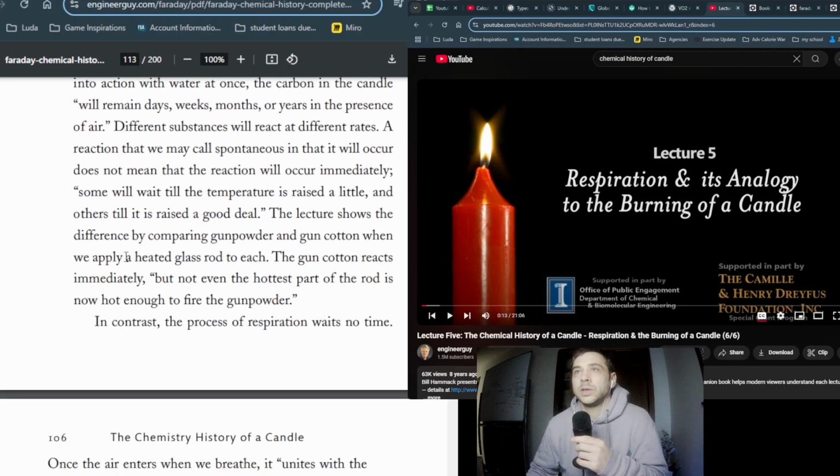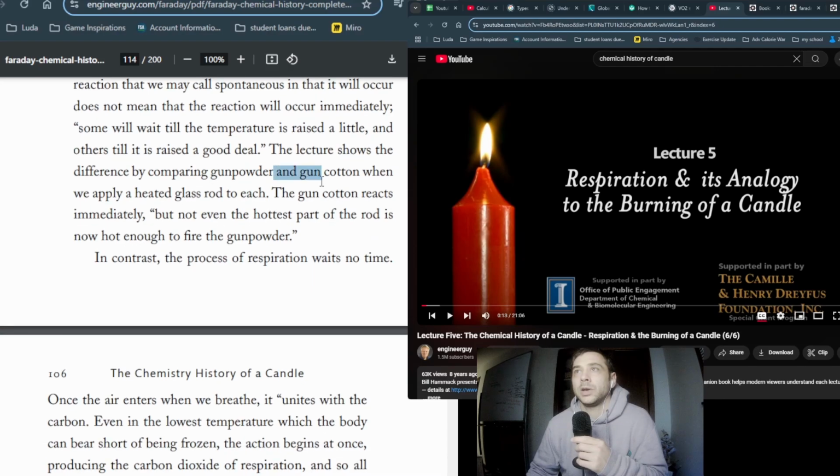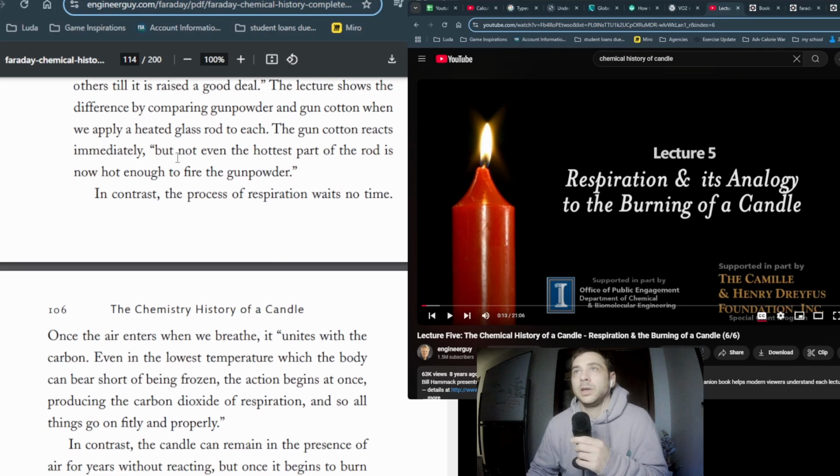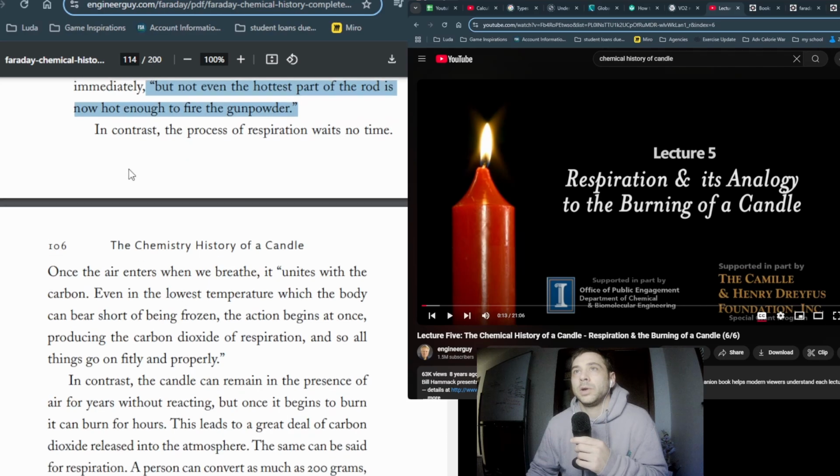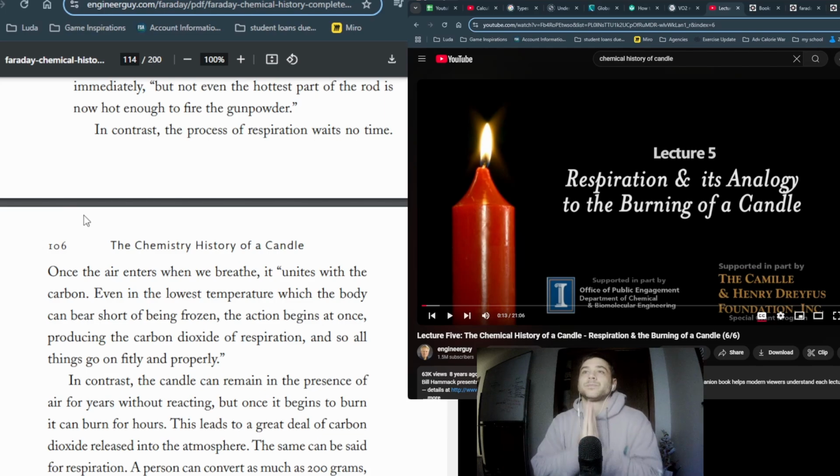The lecture shows the difference by comparing gunpowder and gun cotton when applied on a heated glass rod to each. Gun cotton reacts immediately, but not even the hottest part of the rod is hot enough to fire the gunpowder. In contrast, the production of respiration wastes no time. Once air enters, when we breathe it in, it unites with the carbon.